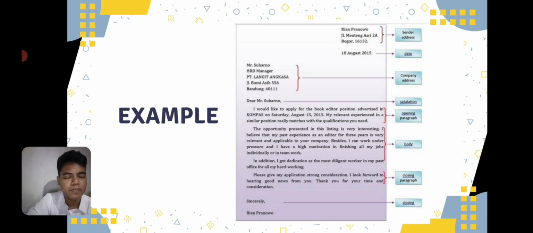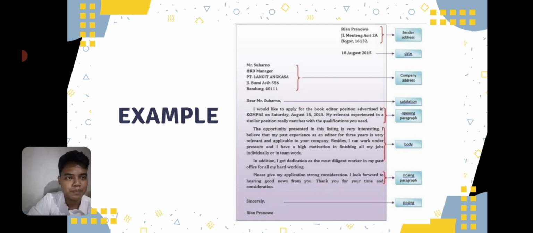And then you need to write the company address: Mr. Suharno, Human Resource Manager, PT Langit Angkasa, Jalan Bumi Asih 556 Bandung, and followed by postcode. And then write the salutation, Dear Mr. Suharno, followed by the opening paragraph. I would like to apply for the book editor position.